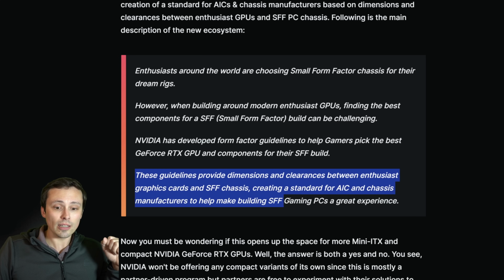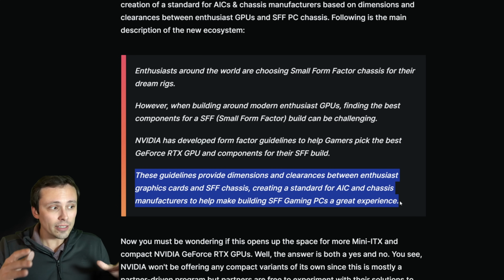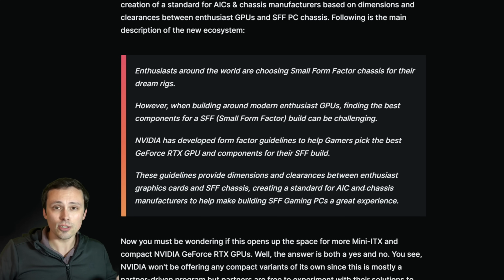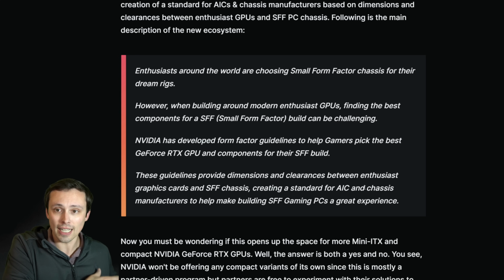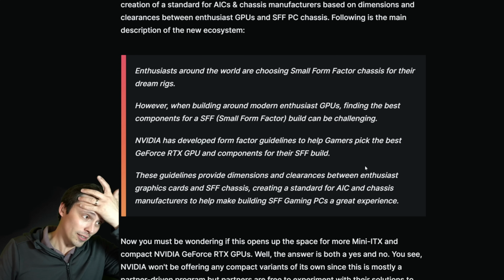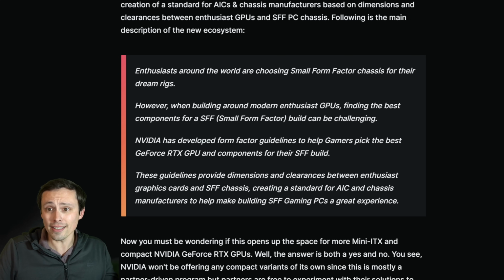So in other words, it looks like the goal here is to set a design standard around the sizes for the GPU components as well as the cases, so that you can be more confident that you're buying a GPU that can fit in this case, right? Because that's one of the challenging things with small form factor builds. Anyway, so I thought that was kind of cool.